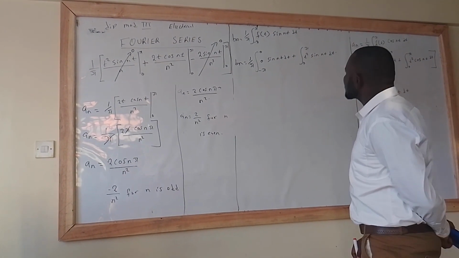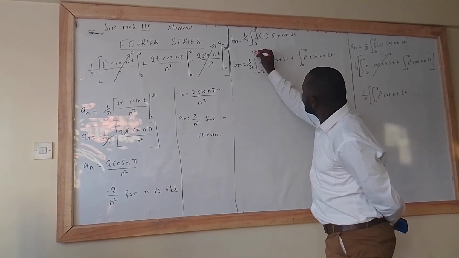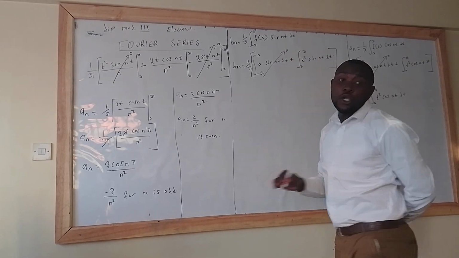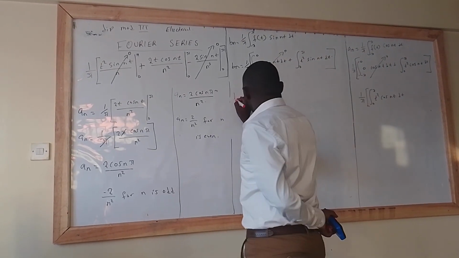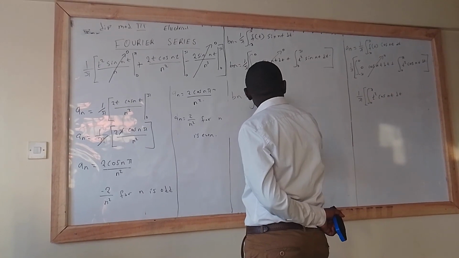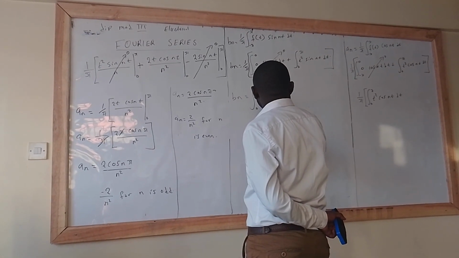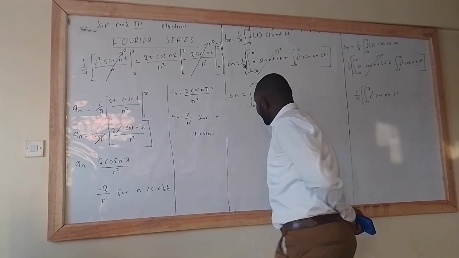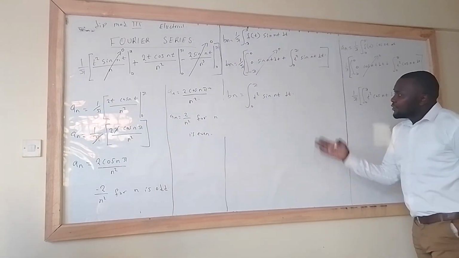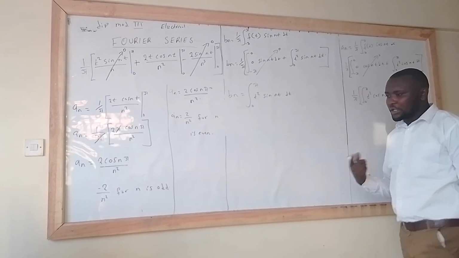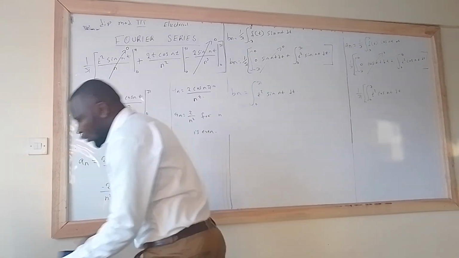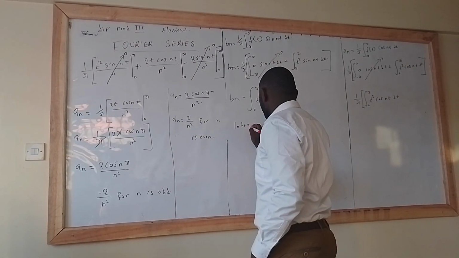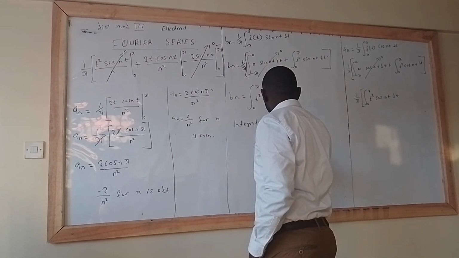Again, I don't want to waste a lot of time. So this one is in brackets, so this one will approach 0. So I have b of n is equal to the integral from 0 to pi of t squared sine of nt dt. You can use the long method, or you can use the shortest method to solve this one. So let's use integration by parts.